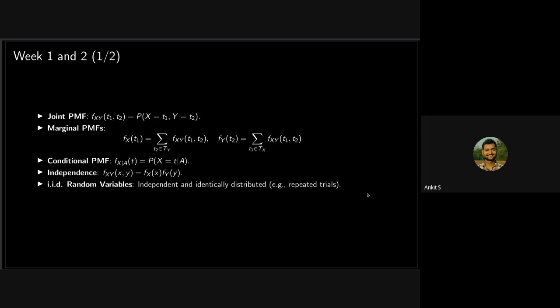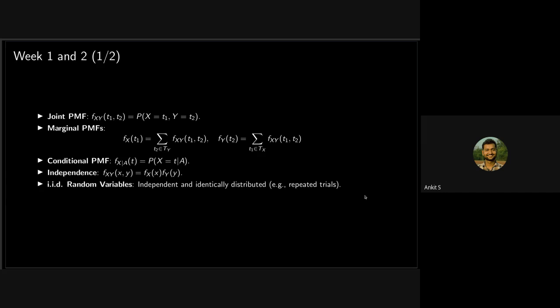So till week zero, we learned all about how to deal with one random variable, what their PMFs are, and how to calculate probabilities related to one random variable, whether discrete or continuous. In both of these cases, you learned how to deal with only one random variable. But starting from week one, we started looking at multiple random variables. First, we looked at two random variables. Then we generalized every concept that we studied for two random variables to multiple random variables.